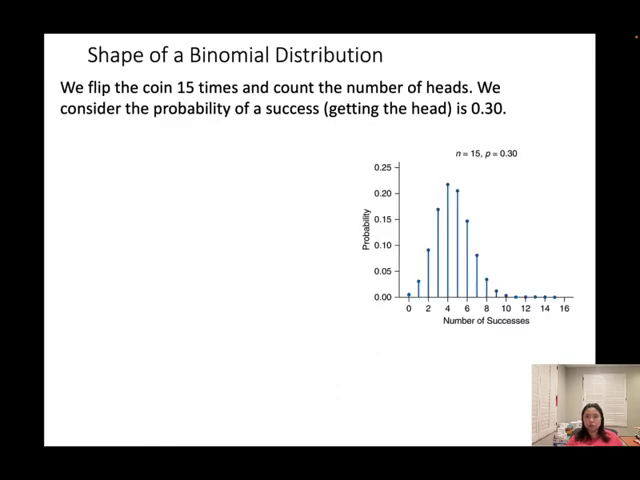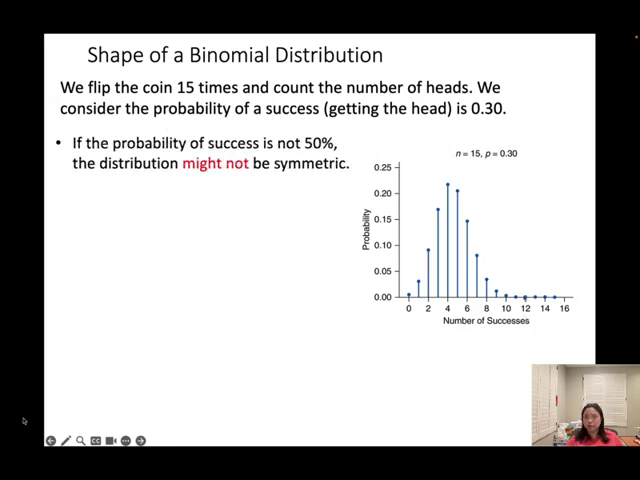If we keep n equal to 15, we still flip the coin 15 times, and this time the probability of success becomes 0.3. Maybe they use a biased coin. A biased coin means I only have a 30% chance to get heads, 70% chance to get tails. When I change p, the probability of success, the distribution becomes skewed to the right. The tail is longer.